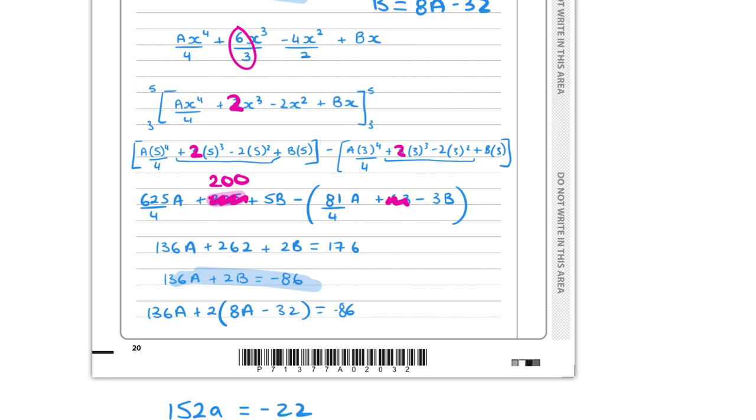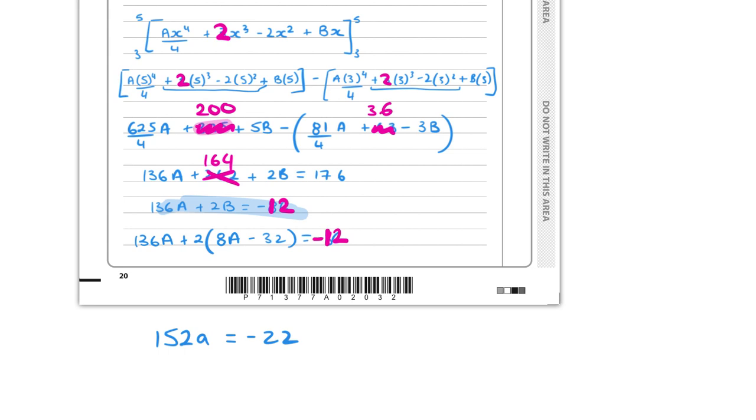You forgot, that's fine. 2 times 3 cubed 36, minus 2 times 3 squared. 36. So then what do you get? So that's divided to 136. So 164. Yeah. Okay, 176 minus 164 is 12. So this equals negative 12. Yeah? Oh, it's positive 12. Yeah.